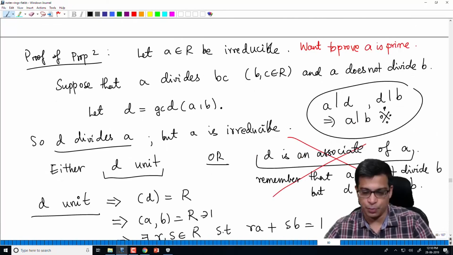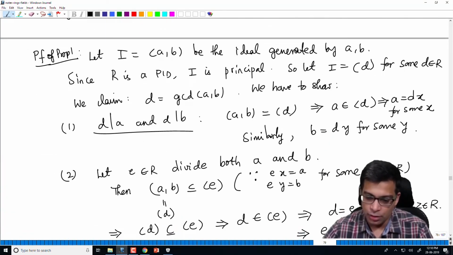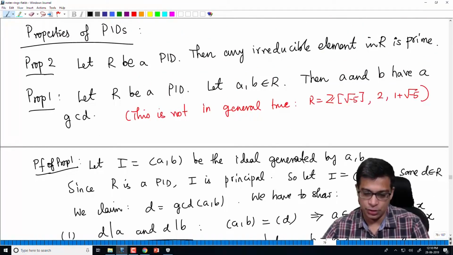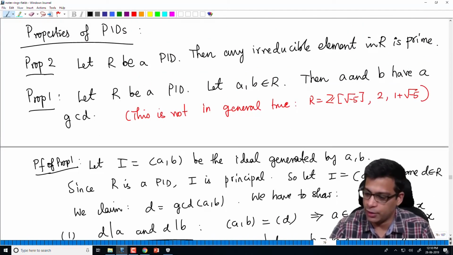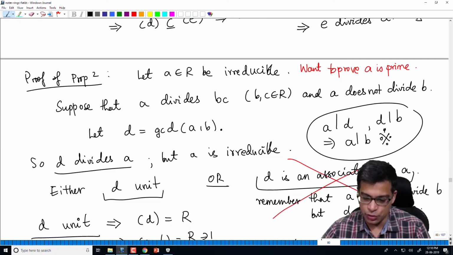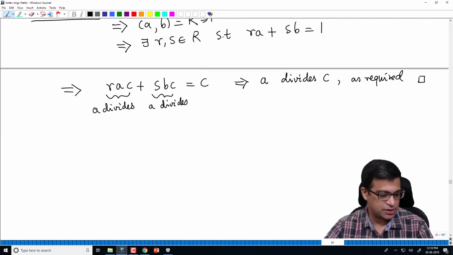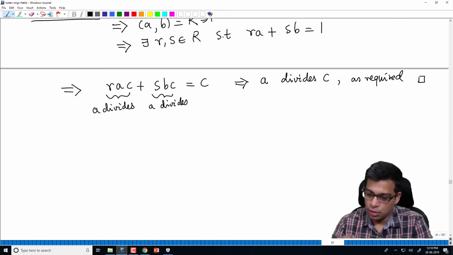Right? So this completes the proof of the proposition. The proposition claimed that any irreducible element is prime. So if you have a PID, every irreducible element is prime. I have just proved that. I have started with an irreducible element which divides a product and it does not divide one of them, and I have concluded that it divides the other. So this finishes the proof of proposition 2.